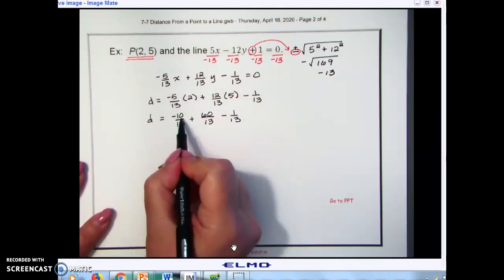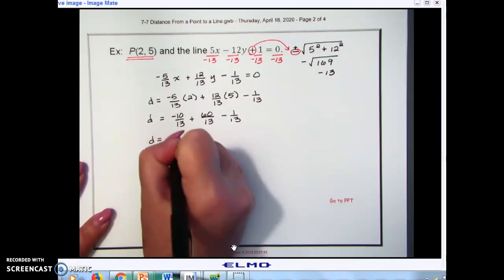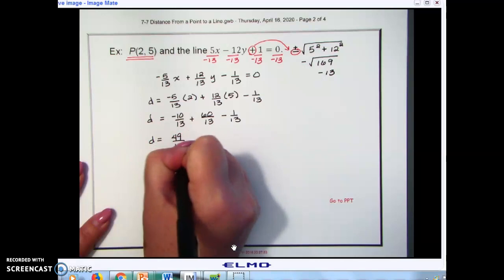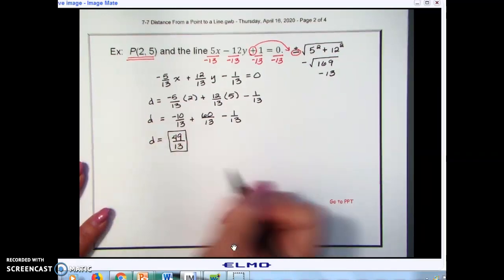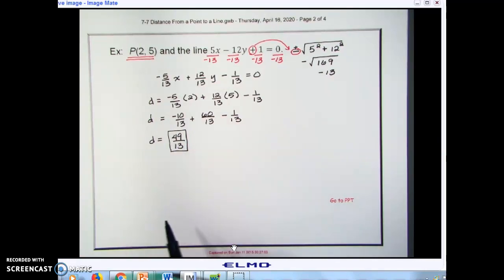So negative 10 plus 60 is 50, and 50 minus 1 is 49. So we get the distance is 49 over 13. Now, if we had gone through this and we got something like negative 49 over 13, we would just take the absolute value of that.